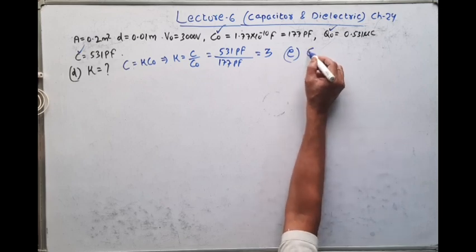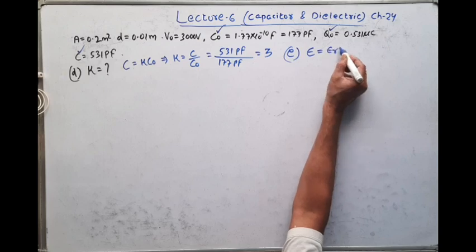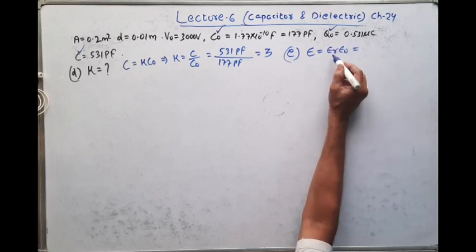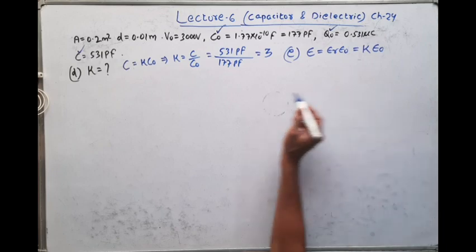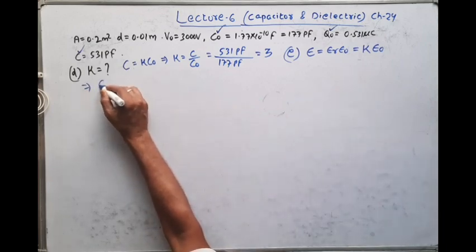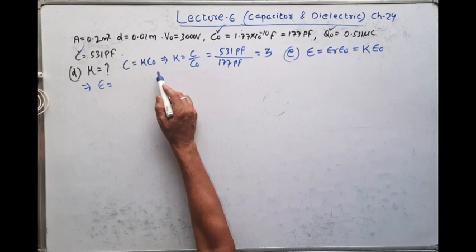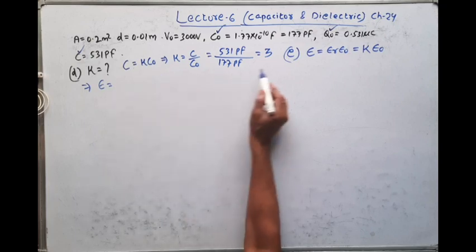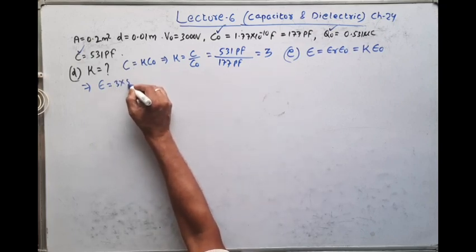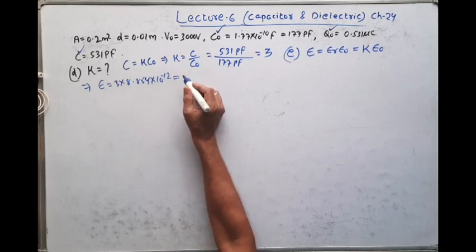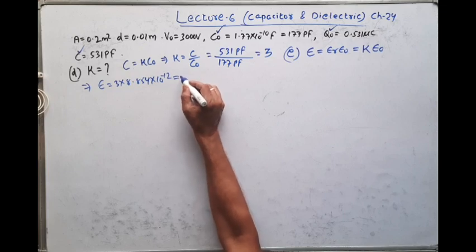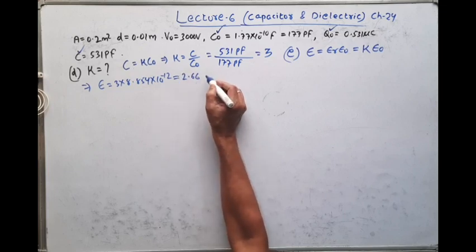So permittivity, epsilon, is equal to epsilon naught into epsilon r. Epsilon r is nothing but the dielectric constant, K. So the permittivity is equal to K times epsilon naught. What is the value of K? K is equal to 3 into epsilon naught, 8.854 into 10 to the power minus 12. If you calculate, you will get 2.66 into 10 to the power minus 11.